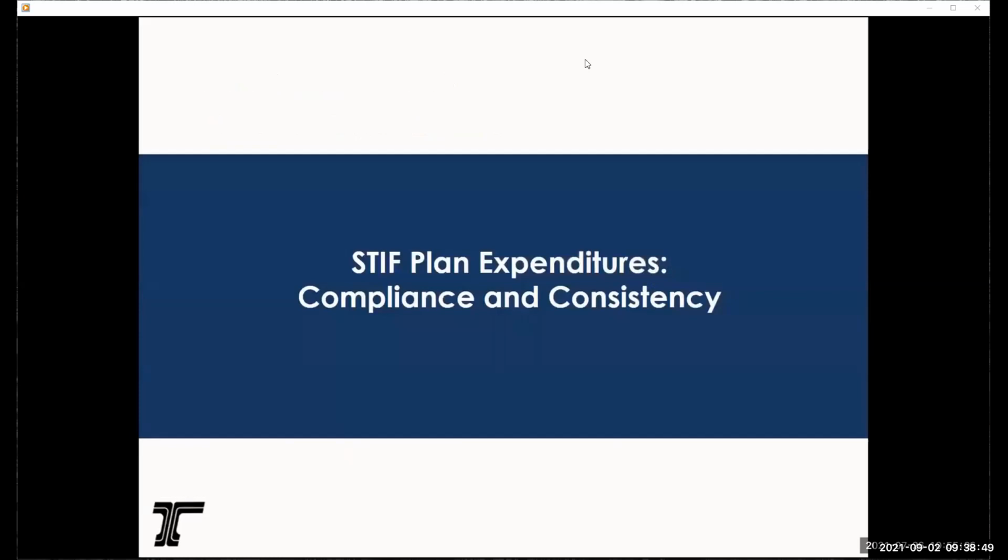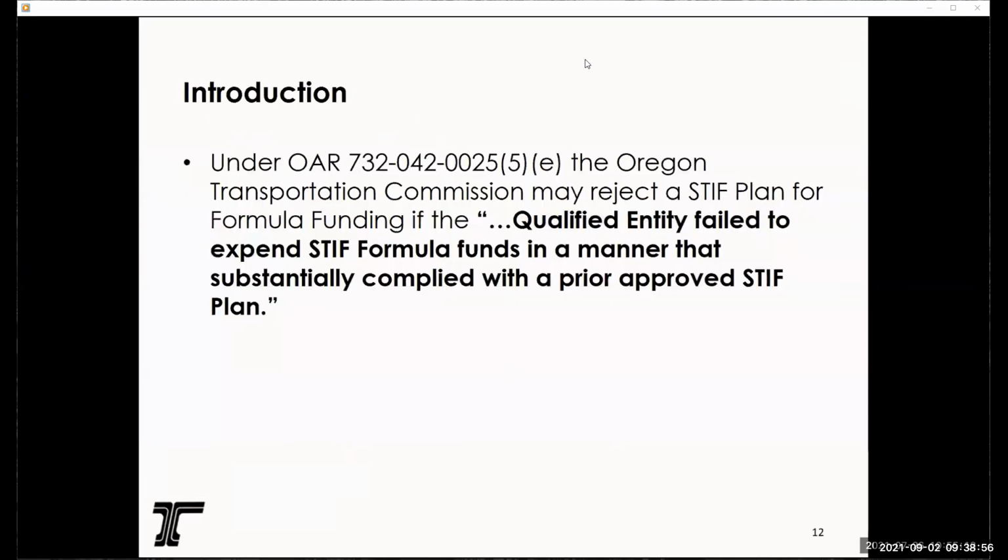Next, we're going to get into compliance and consistency. Here at ODOT, we're going to define these by example. The guiding principle behind this section is under OAR 732-042-0025, subsection 5E, that talks about the Oregon Transportation Commission can reject a STIF plan formula funding if the qualified entity failed to expend STIF formula funds in a manner that substantially complied with prior approved STIF plan.